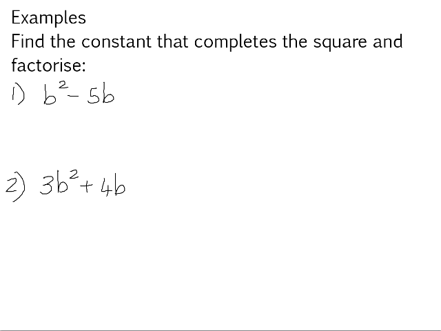Okay, number 1, we are asked to find the constant that completes the square and then factorize. So I'm not going to use an equal sign here, because I'm going to add something into this expression. So I'm going to just say b squared minus 5b. If I want to know the term that completes the square, I need to take the coefficient of the linear term. In this case, the linear term is the 5b. I need to divide it by 2 and I need to square it. That will give us positive 25 over 4. So that is going to be the term that completes the square.